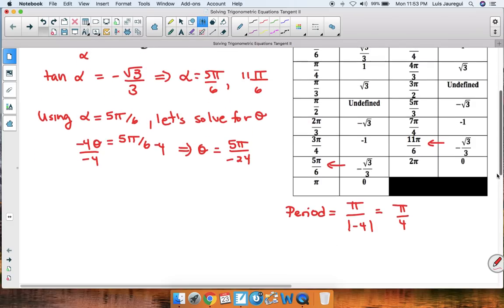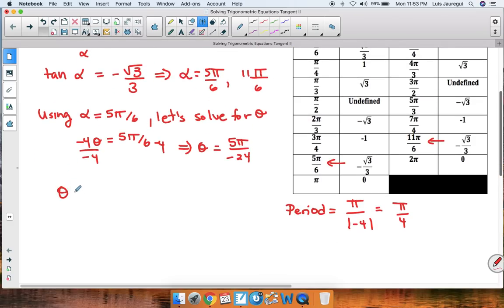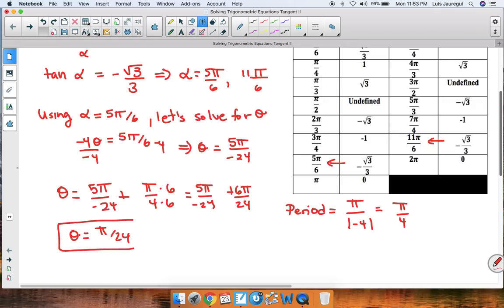So what we're going to do to find out what are the values for theta, we take this 5 pi over negative 24, and we're going to add the period of pi over 4. Now, this pi over 4 can be converted into pi times 6 over 4 times 6, so we can have the same denominator. And that is now 5 pi over negative 24 plus 6 pi over 24. So we get that theta is equal to pi over 24. That's our first value there.